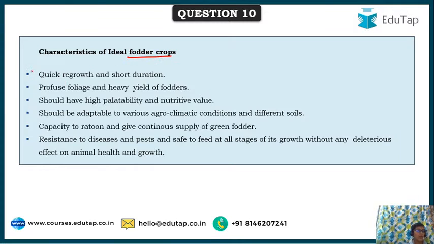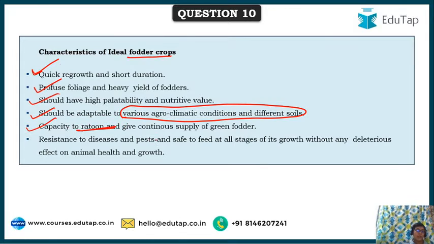Along with that, quick regrowth and short duration, profuse foliage and heavy yield of fodders, should have high palatability and nutritive value, should be adaptable to various agroclimatic conditions and different soils. Capacity to ratoon also it should be there, so that continuous supply of fodder would be there, and resistant to diseases and pests, and also it should be safe to feed at any stage of its growth without any negative effect on animal health and growth.